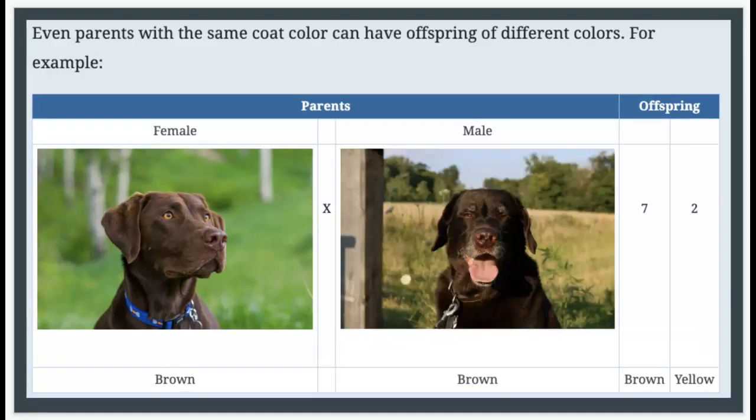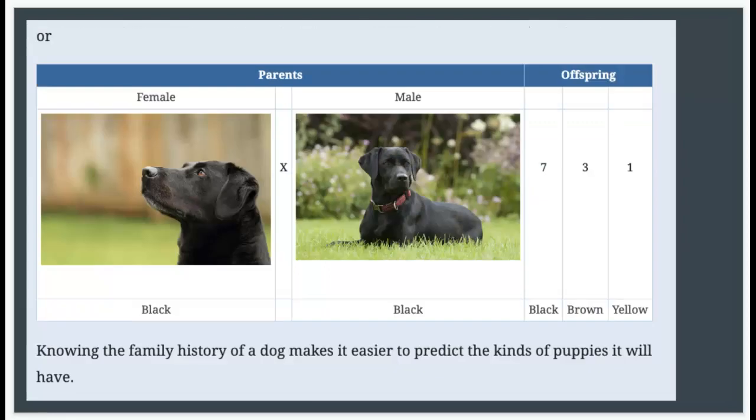We've seen that before, but here's a different example. You can have parents with the same color. In this case, we have brown, and those two dogs end up having brown puppies, but also yellow puppies. That might tell you something about which allele is dominant and which allele is recessive. Think about that as we go into the next one here.